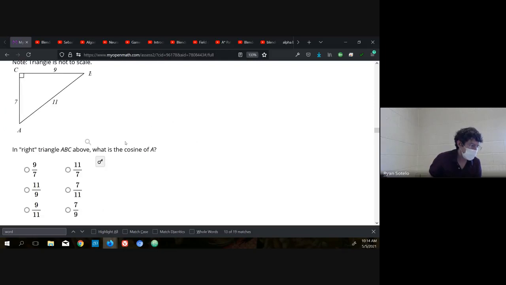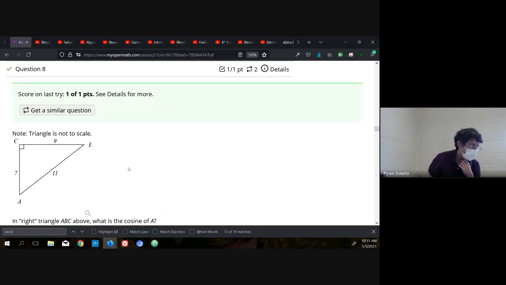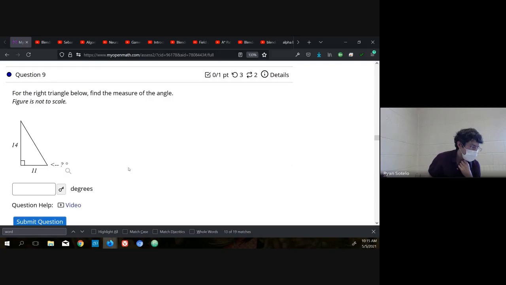Okay, we got a triangle for number 8. ABC. Cosine of A would be adjacent over hypotenuse. So that should be 7 over 11. This one, they want you to find the angle. So I'll do question 9. We're missing an angle, but we have an opposite side and the adjacent side. So we're going to use tangent. So this is how you find an angle. Tangent of an angle equals 14 over 11.